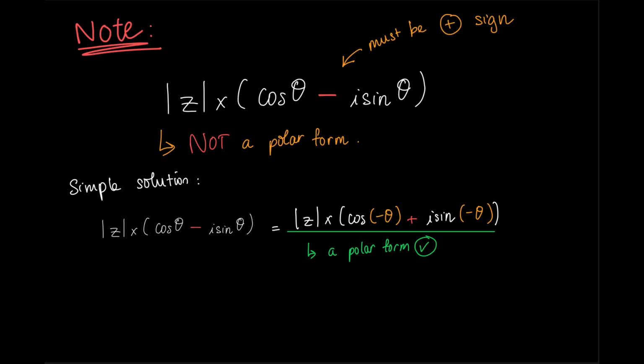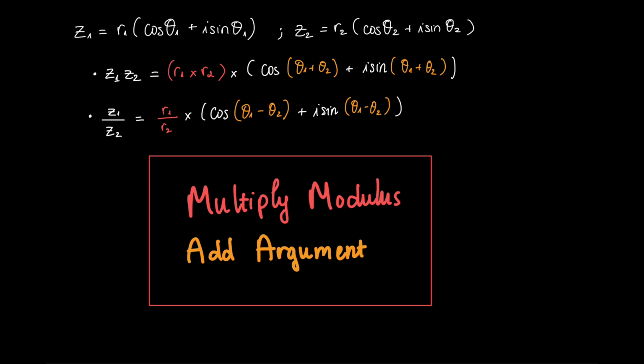And the reason for this is because of the trigonometry property. You can see that cos theta is equal to cos of negative theta, and minus sine theta is equal to sine of minus theta. You can check the sine and cosine graph to verify this. And only when it's in the proper polar form, meaning there's a plus sign between the two, then we can use the cis abbreviation.